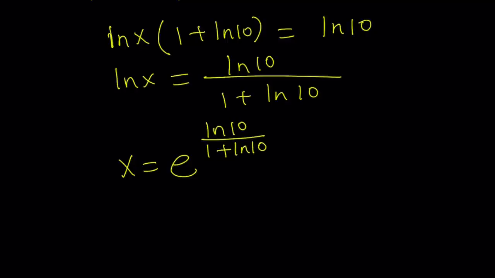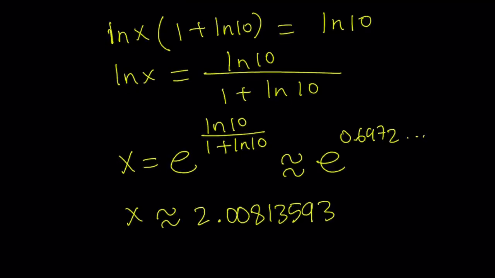Awesome. Now, what is this value? What is ln 10 divided by 1 plus ln 10? So approximately, this is the x value we get from e to the power ln 10 over 1 plus ln 10. Now, is there another way to approach this problem?